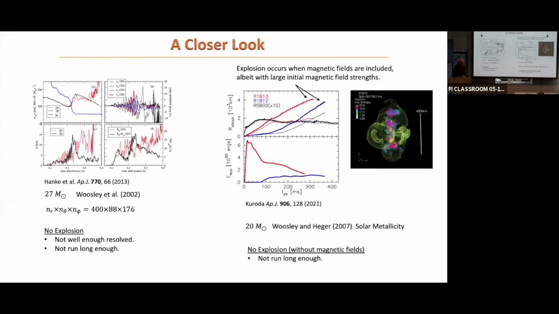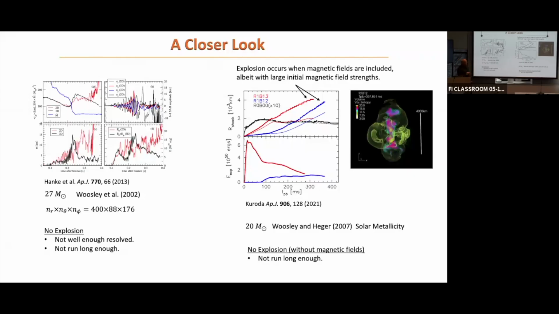This is well resolved, that's why I don't indicate that here. And this is the shock trajectory when there's no magnetic fields included, no rotation and no magnetic fields included. And the star, according to Takami, at 400 milliseconds does not explode. But again, in this particular instance, likely he needed to run it significantly longer to determine that.